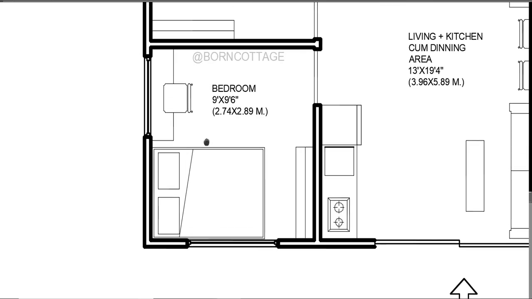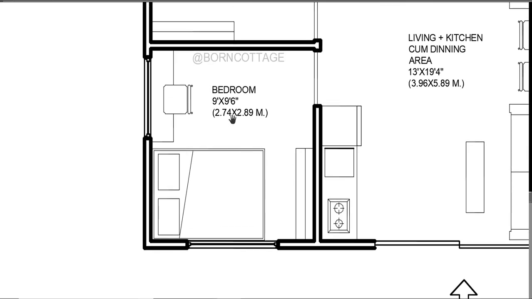After that we'll go on the left side. So we have bedroom number 1 here. You can see here the bed arrangement, wardrobe arrangement and also a study table with chair and 2 large size windows for ventilation and light purpose of this room.